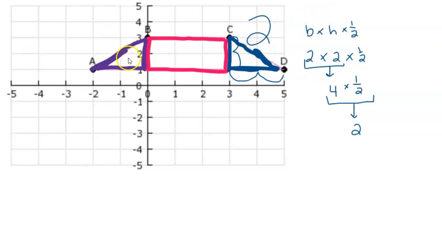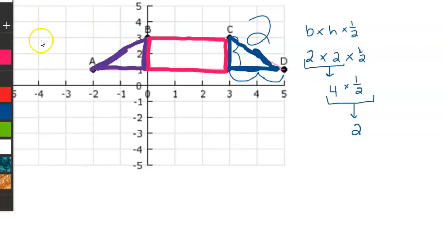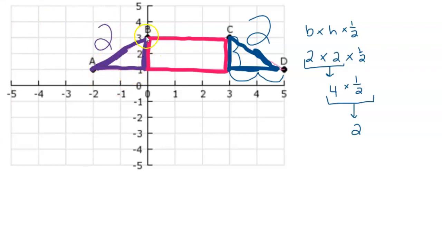Now the cool thing about a trapezoid in this case is that the purple one's going to be the exact same as well. Again, we have a base of 2, a height of 2, and then cut it in half. So now we know the purple, now we know the blue. Let's find the pink. The area of a rectangle is just base times height. We don't have to cut anything in half. So its base is 1, 2, 3 squares wide, and it's 1, 2 squares tall. So we have 6. Then all you have to do is add them all up. So 2 plus 6 plus 2 will give you your final answer.